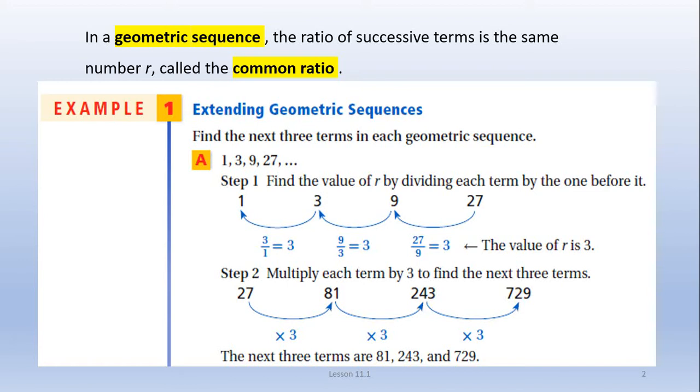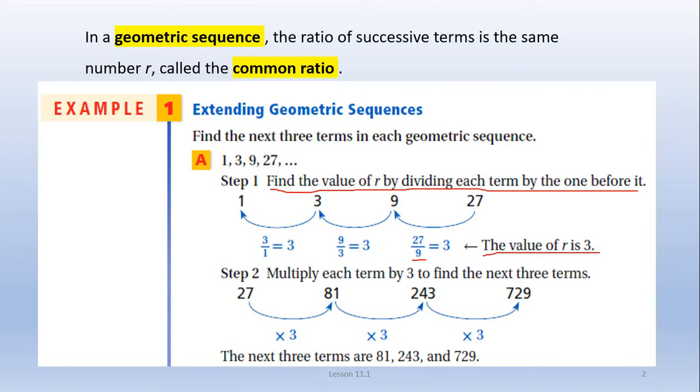How to find the common ratio? We can find the value of r by dividing each term by the one before it. For example, 3 divided by 1 is equal to 3, 9 divided by 3 is also equal to 3, and 27 divided by 9 is also equal to 3. So the value of the common ratio is equal to 3.